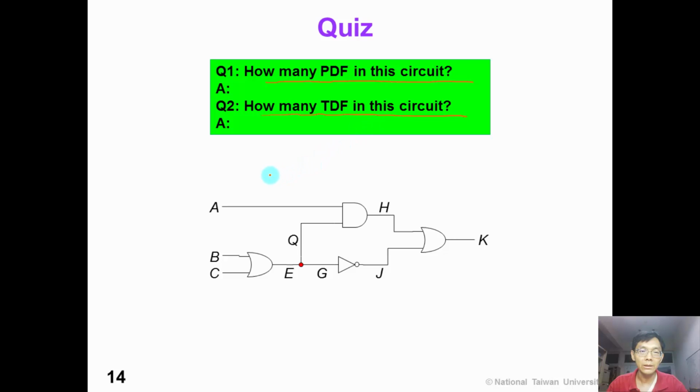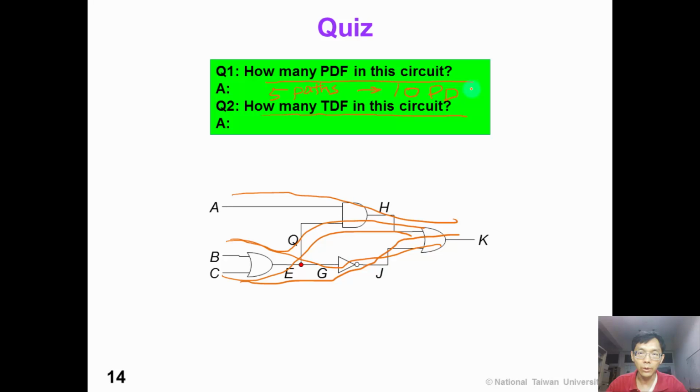Okay, now we are back to our lecture. For question number 1, first we need to count the number of paths. There are 1, 2, 3, 4, and 5. There are 5 paths. So there are 10 path delay faults in this circuit. Have you got it correctly?